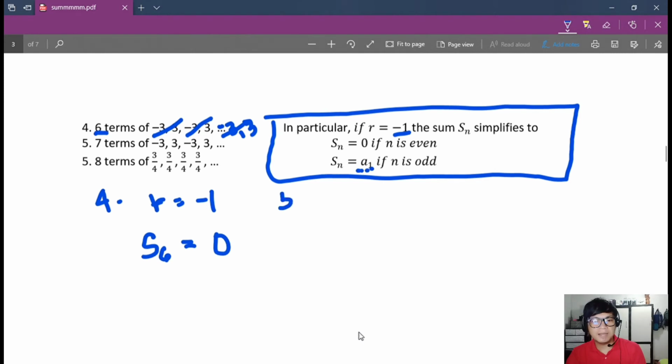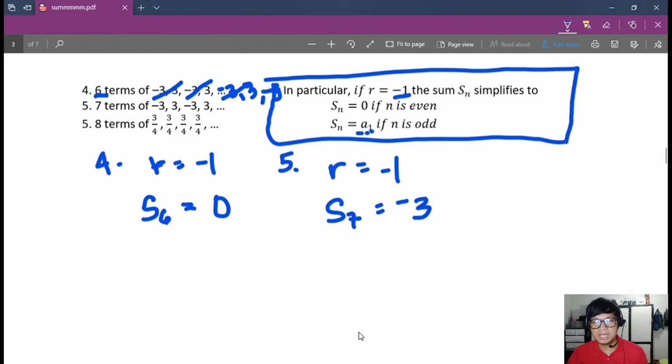Okay, number 5. So the same pa rin yun siya, pero pagkakaiba dito, odd naman siya. Paano kung odd? Ang answer is always yung first term. So the answer for number 5 is negative 3. Kasi kung i-partner-partner natin siya, yung nag-isa, walang partner, so meaning, yun yung maiiwan. So that will be the first term. So yun yung dalawa. If the common ratio is negative 1, there are two possibilities: if even siya, 0. If odd naman, the answer is yung first term or a sub 1. Okay, let's proceed to number 6.